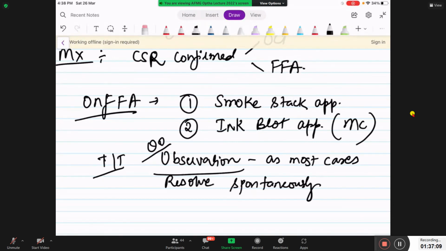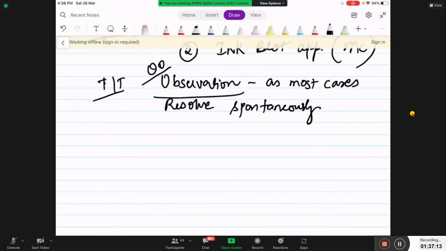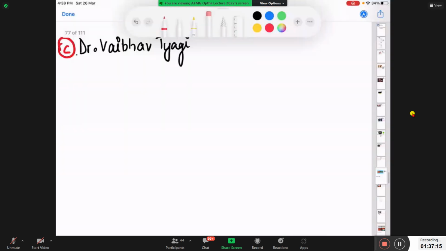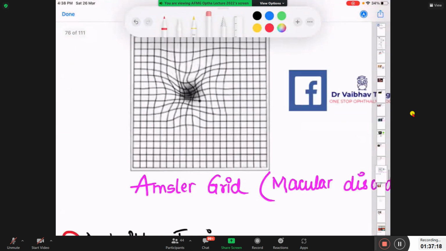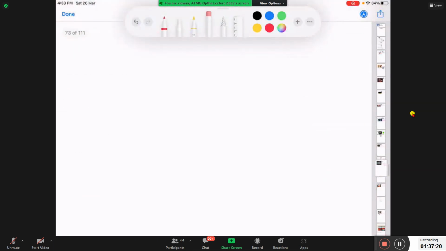Next, write down. Next topic is retinitis pigmentosa.